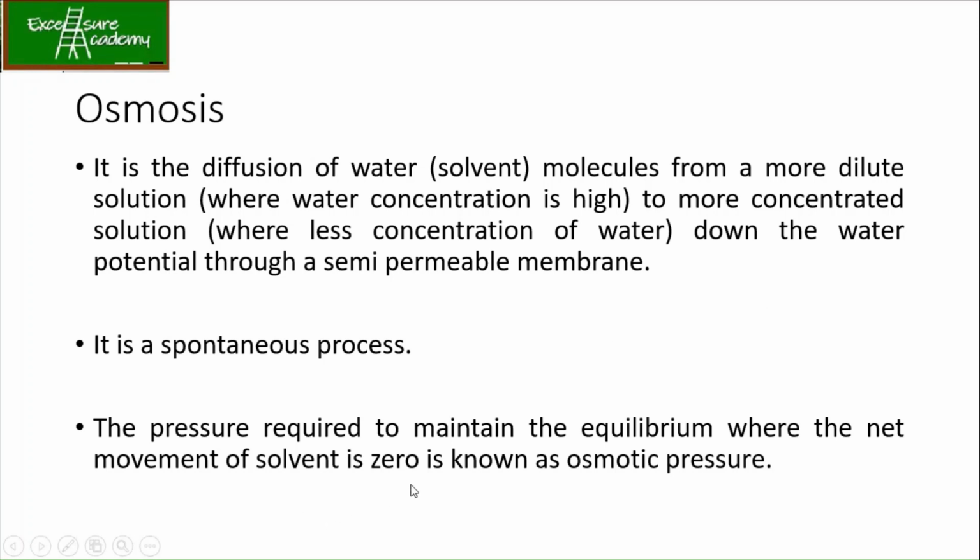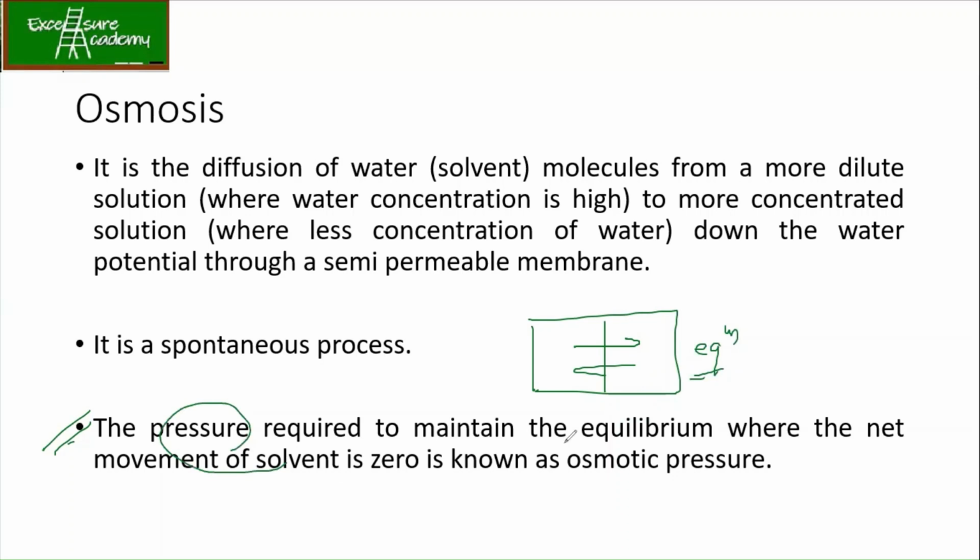Now the pressure required to maintain the equilibrium where the net movement of solvent is zero is known as osmotic pressure. Please guys, please understand what this means. ठीक है. So अगर suppose आपका diffusion हो रहा है, ये आपका membrane है, and the net movement of the solvent has stopped, यानी कि ये equilibrium में आ गया है. So the pressure which is required to maintain this equilibrium is known as the osmotic pressure. Is it clear to everyone?